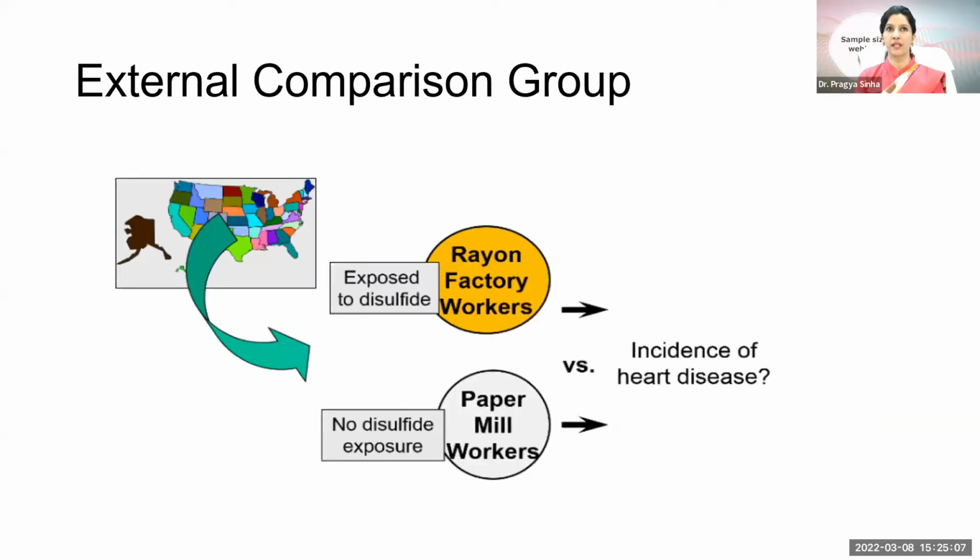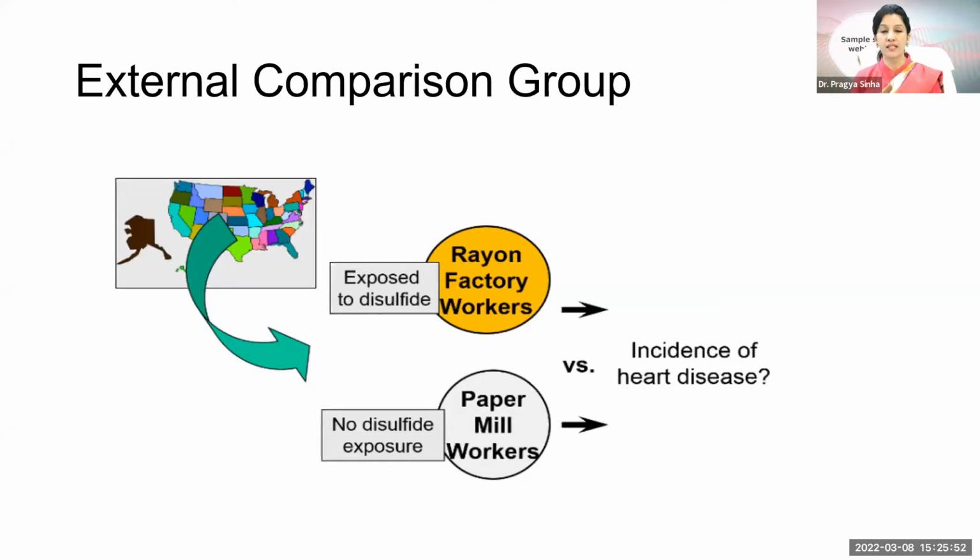Now the second is the external comparison group. Yes, Nidhi, we are coming to the second category. It is generally done in occupational exposure. In this case, you can see that the investigator took the exposure as disulfide. He took the rayon factory workers as the exposed group, and he was ascertaining the incidence of heart disease. Then he took another, external group, people who were working in the paper mill industry, the paper mill workers, because they did not have any disulfide exposure. So that was the external comparison group.